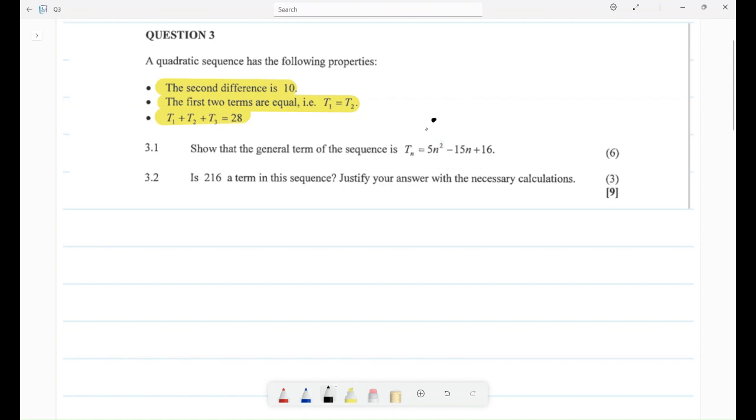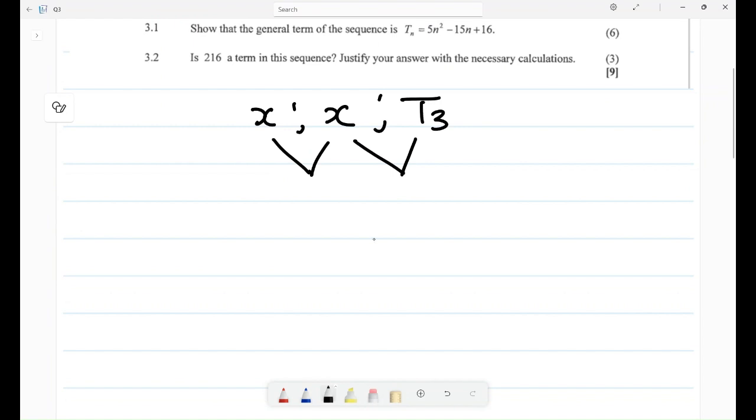So now, we are told that T1 is equal to T2. Let's say T1 is x as well as T2 is x. Then what is T3? I know what's special about a quadratic number pattern is that it has the second constant difference. Now, x minus x, if we were to continue, is 0, right? Then T3 minus this is T3 minus x. You all agree with me?